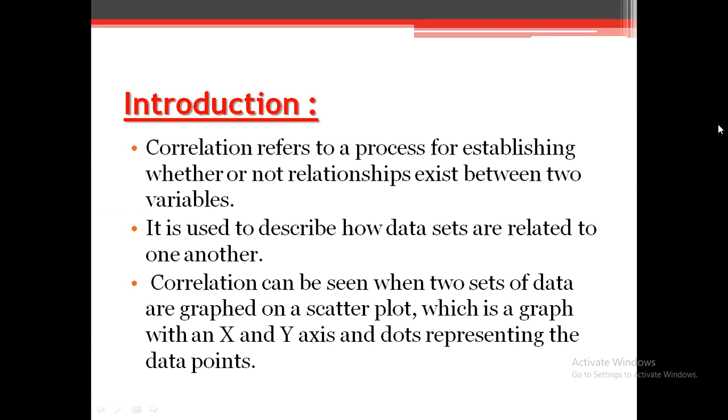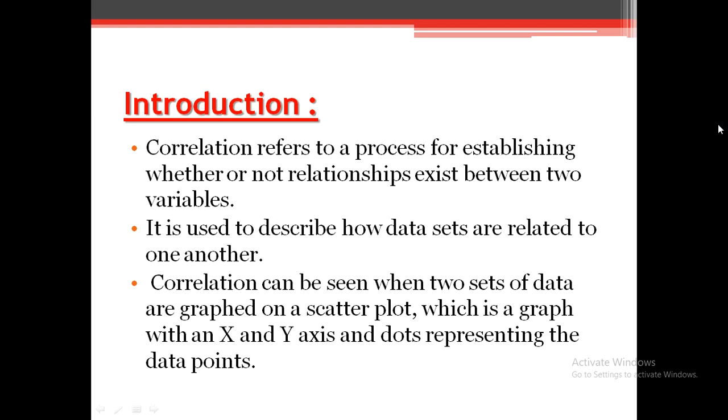As the name indicates, correlation means finding out the relationship. It is a process to establish whether there is a relationship between two variables and what the type of that relationship is. So we can describe how the data sets are related to the variables among themselves. To plot the correlation, generally a scatter plot is used, where the x and y axes are present. The x and y axes denote the variables, whereas the dots represent the data points, which represent the relationship among those variables.